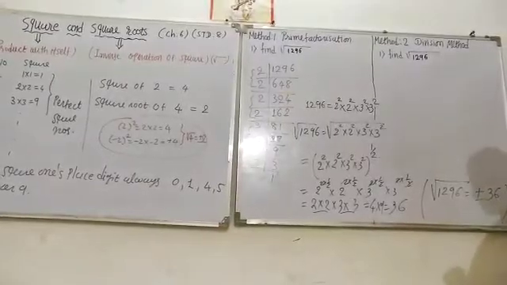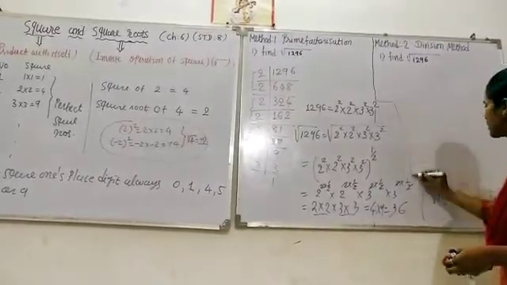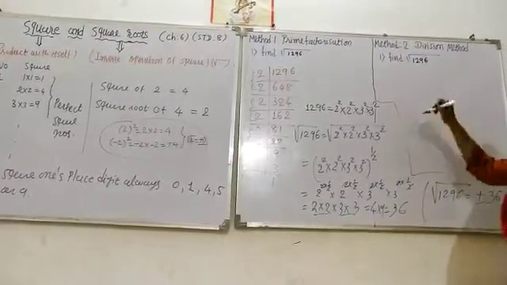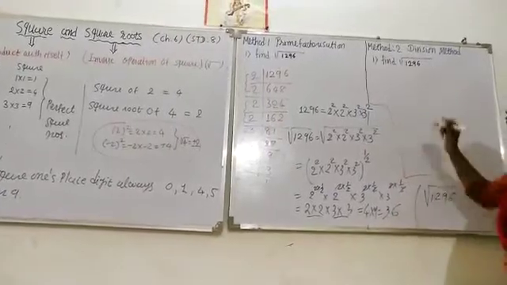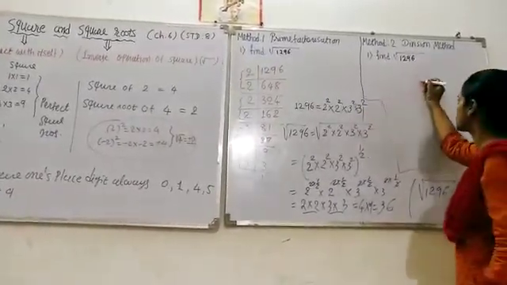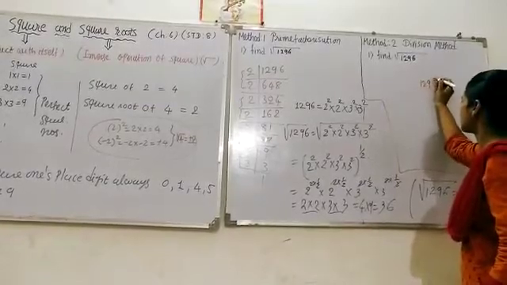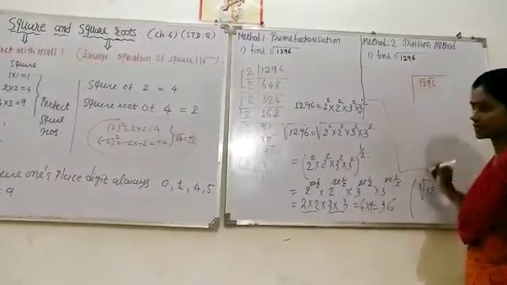Now the same example, find its square root by the division method. For the division method, your first step is to make pairs of 2 digits from right to left. So 1296, make pairs of 2 digits from right to left. Now divide this way.